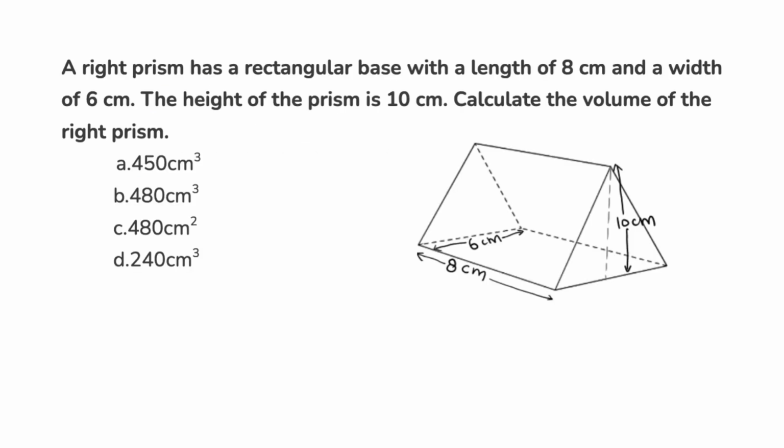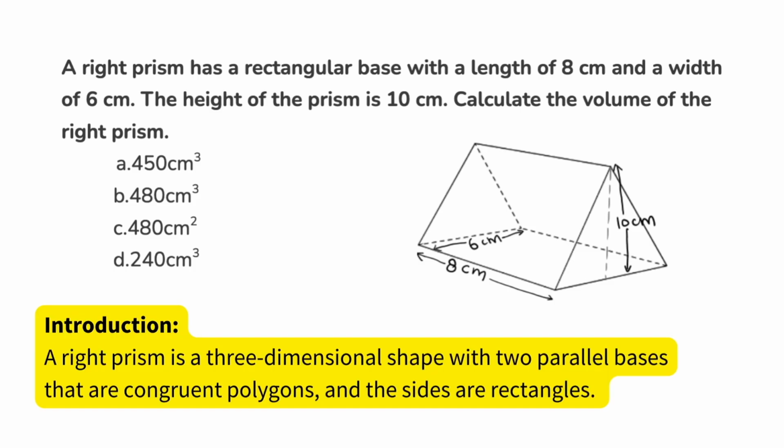Moving on, this problem reads, a right prism has a rectangular base with a length of 8 centimeters and a width of 6 centimeters. The height of the prism is 10 centimeters. Calculate the volume of the right prism. Take a moment, solve this problem, push play when you're ready. All right, let's talk about this.